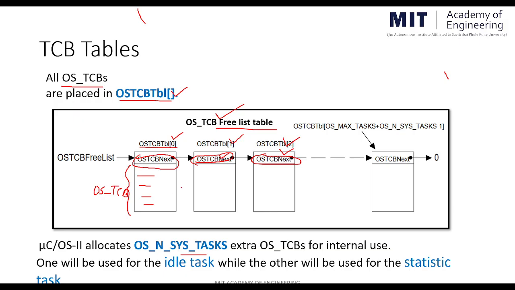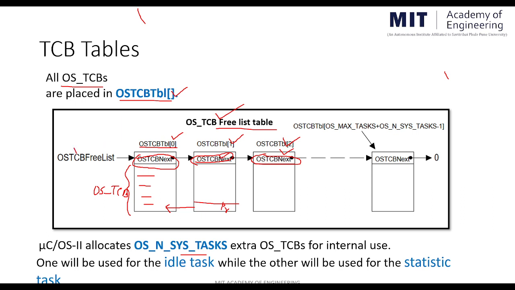So here we have highlighted only one variable, but the OS TCB previous variable holds the previous address of the TCB table. So all the TCBs in the table are linked with each other in doubly linked list manner. Okay, so this is about this variable.